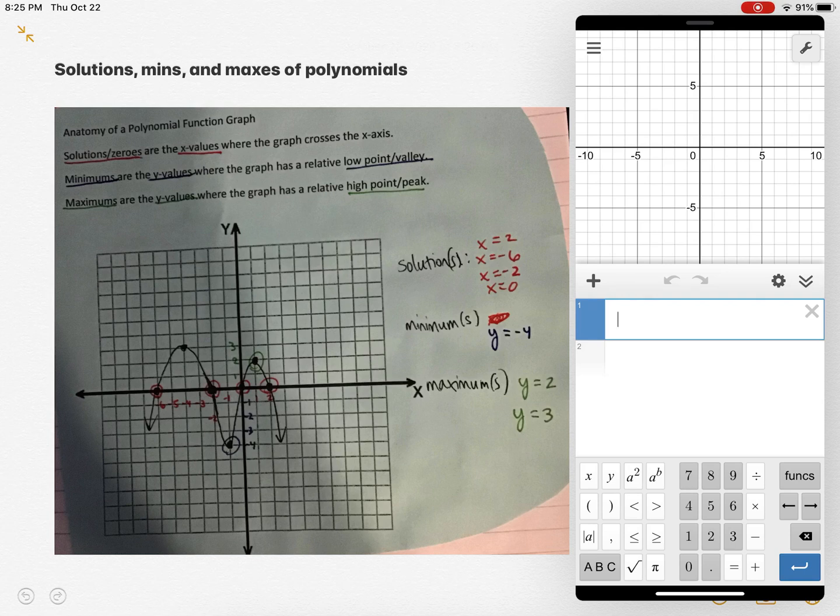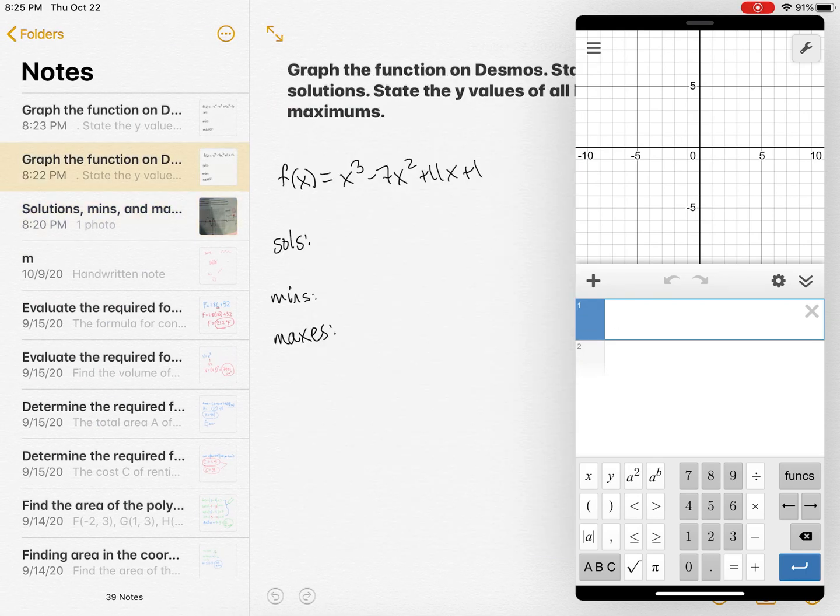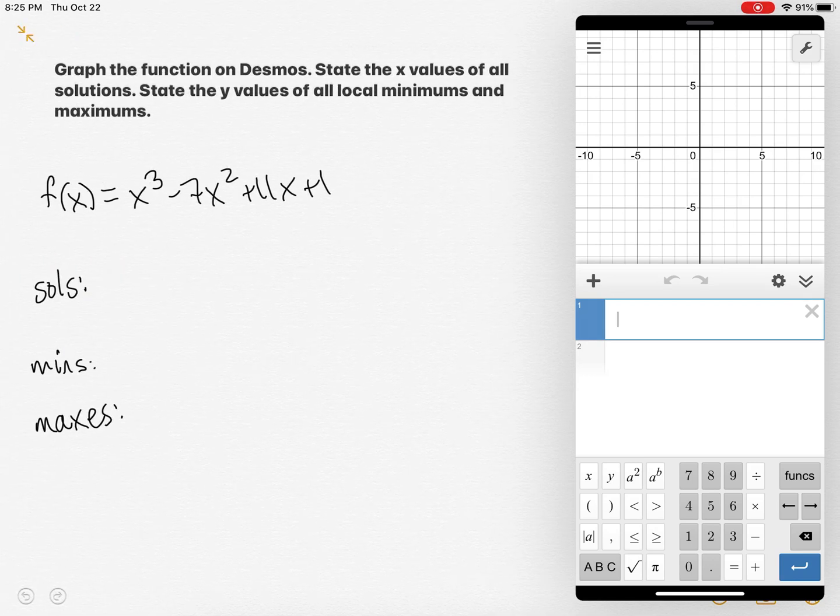What we're going to focus on today is graphing with Desmos. Once you have a Desmos graph, it'll be easy to find solutions, mins, and maxes. And that's our goal for today. So let's try this first one. We want to graph the function on Desmos, state the x values of all the solutions, and the y values of any local minimums and maximums.